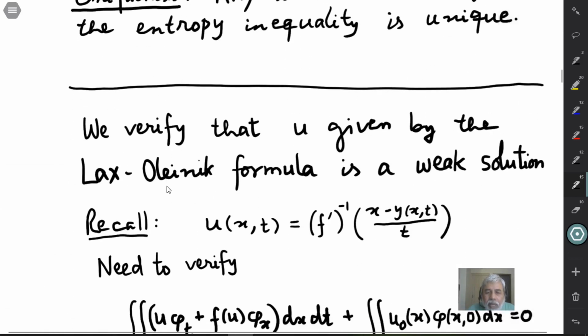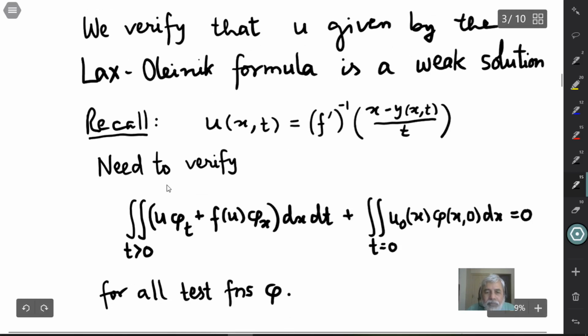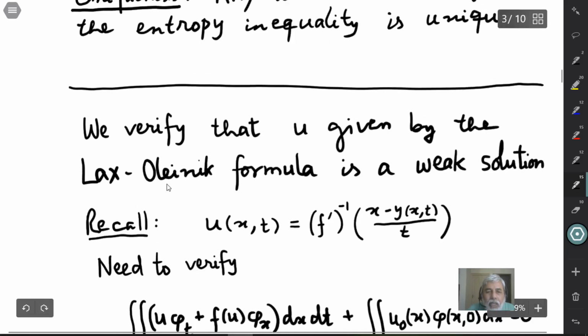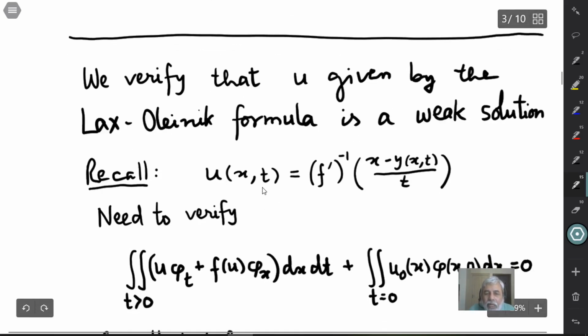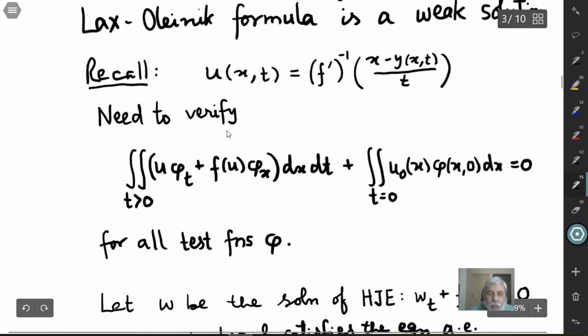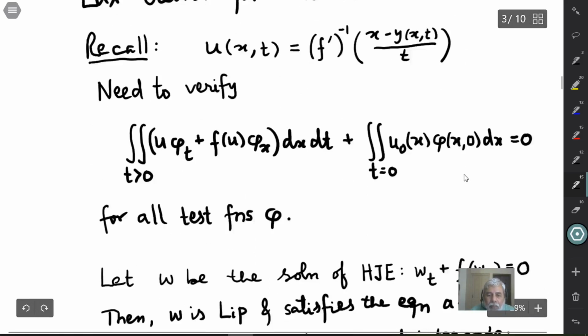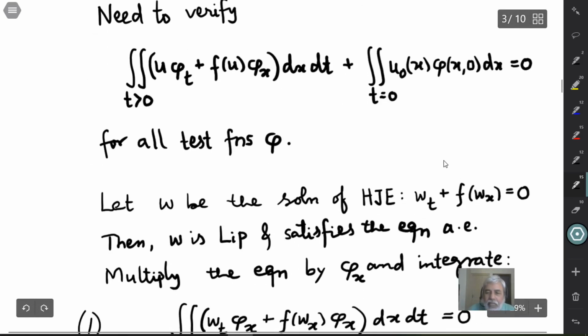Okay, now we continue to verify that the function given by the Lax-Oleinik formula is a weak solution. Again recall that u of x, t is given by f prime inverse, so this is again the functional inverse, let me repeat that, at (x minus y) by t. So we need to verify this integral relation for all test functions phi.